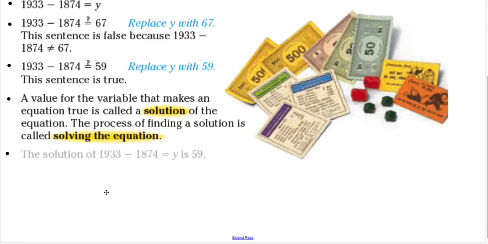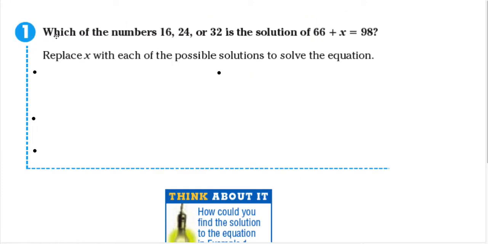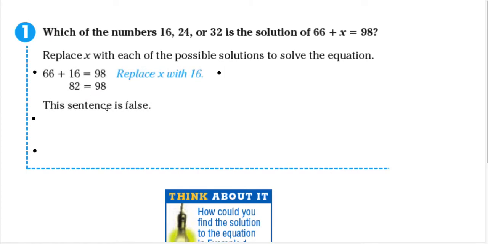Example 1, that's still part of it. In example 1, which of the numbers 16, 24, or 32 is a solution of 66 plus x equals 98? Again, replace x with each of the possible solutions to solve the equation. Let's first try 16. If you try 16, the sentence is false because 82 is not equal to 98.